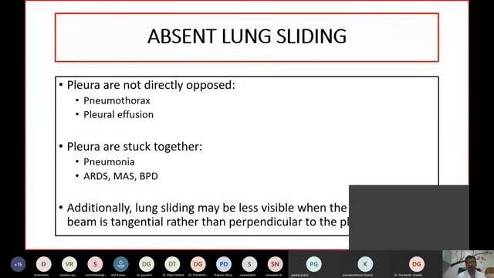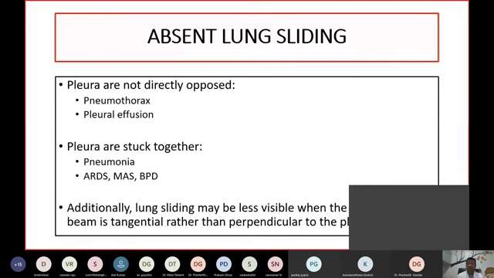So this also we covered, so I'm going a bit faster. The first abnormal lung ultrasound pattern is absent lung sliding, and we are going to get absent lung sliding whenever both pleura are not in contact. So it can be pneumothorax or pleural effusion, or when the pleura are stuck together. It can be because of any inflammation. It can be pneumonia, RDS, meconium aspiration or BPD.